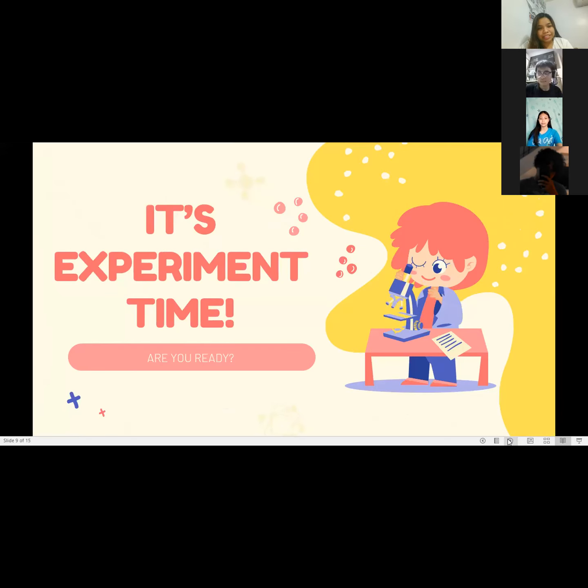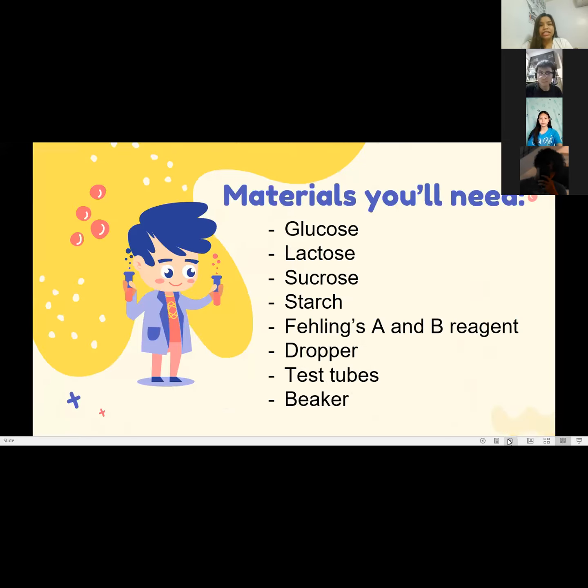It's experiment time. So guys, are you ready? The materials you'll need for our experiment are glucose, lactose, sucrose, starch, Fehling's A and B reagent, dropper, test tubes, and beaker. For our procedure, the virtual lab will be presented by Alexander Tropa.